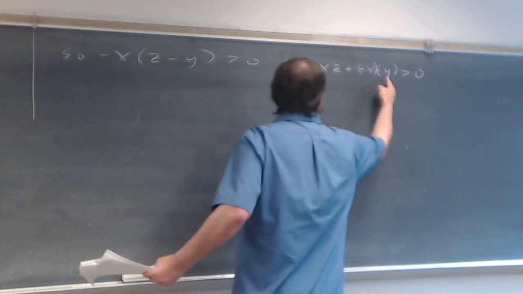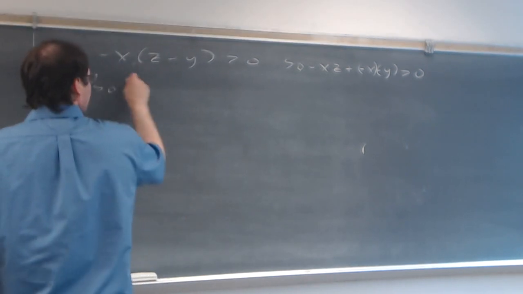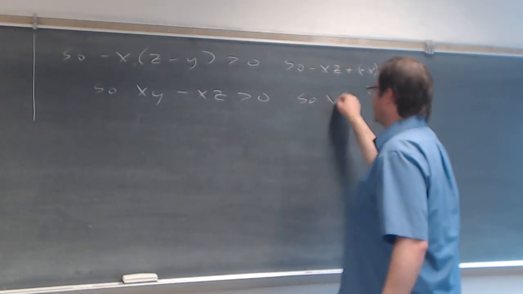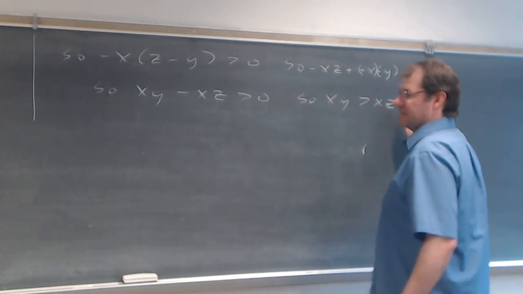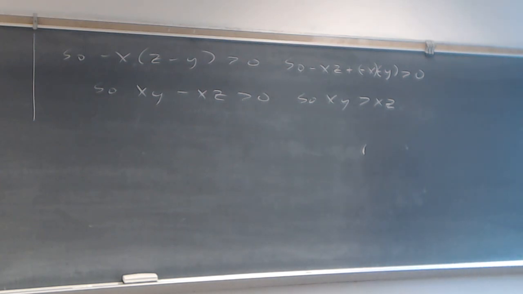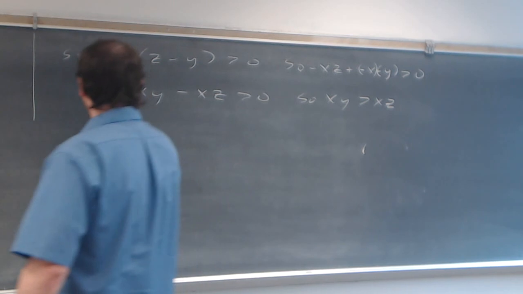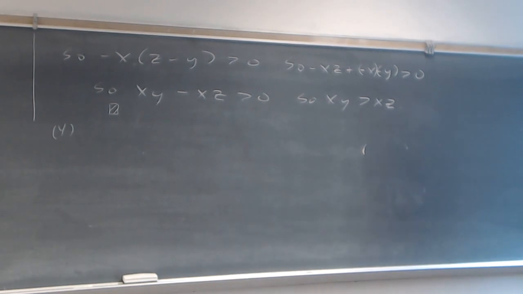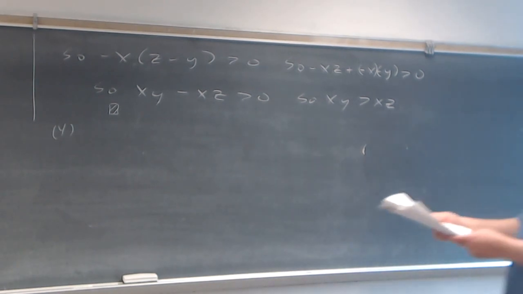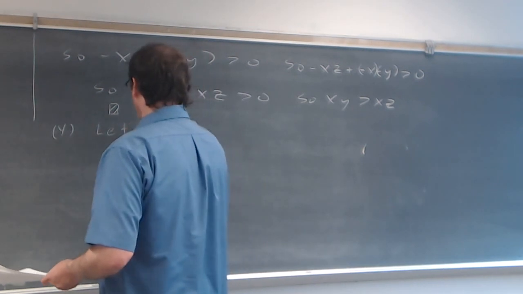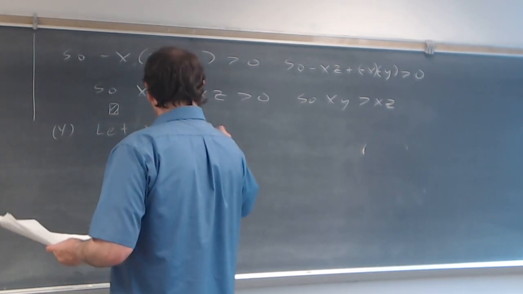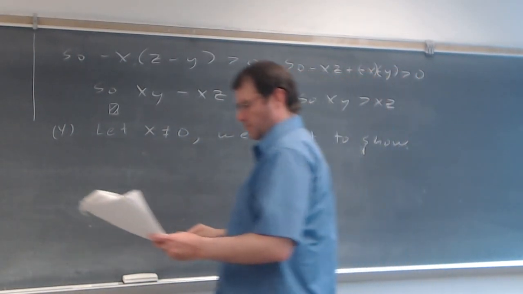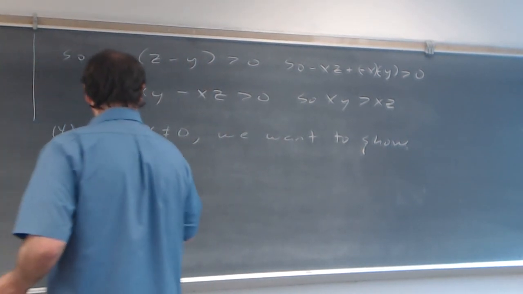Now, the minus x times minus y is going to be xy. So xy minus xz is going to be greater than 0. So that says that xy is going to be greater than xz. And that's what we wanted to show. So that proves part 3. For part 4, let's not forget, what we need to show is that we're going to let x be different from 0. We want to show that x squared is greater than 0.